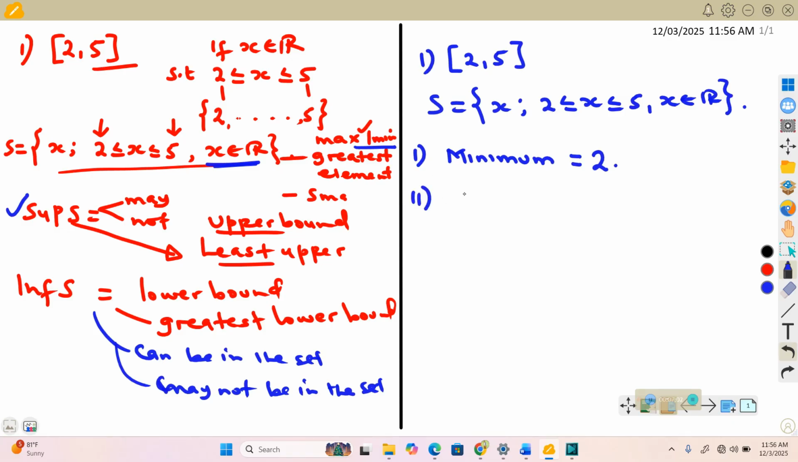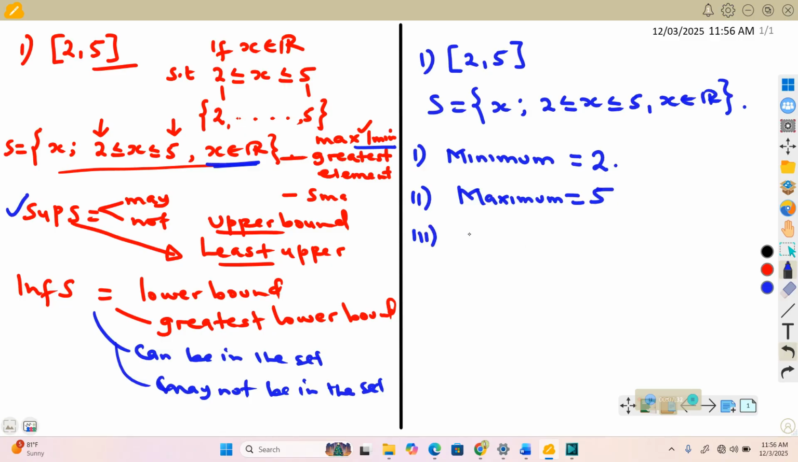Then we talk about the maximum. So what will be the maximum? What will be the biggest element? If you list all the numbers starting with 2 up to 5, what will be the greatest number in that set? Since 5 is part of this set, the greatest number will be 5.